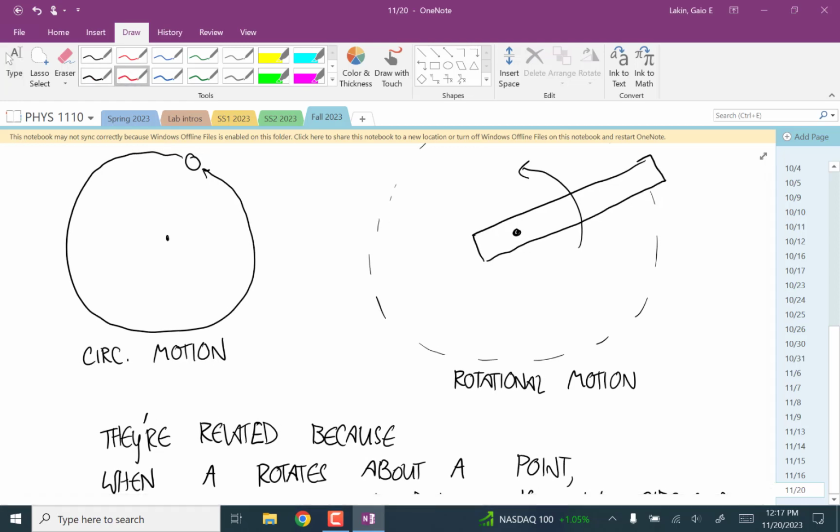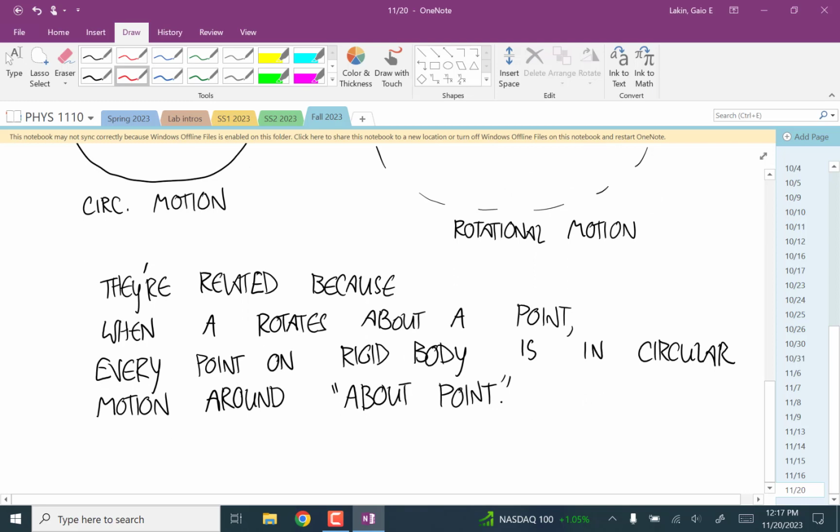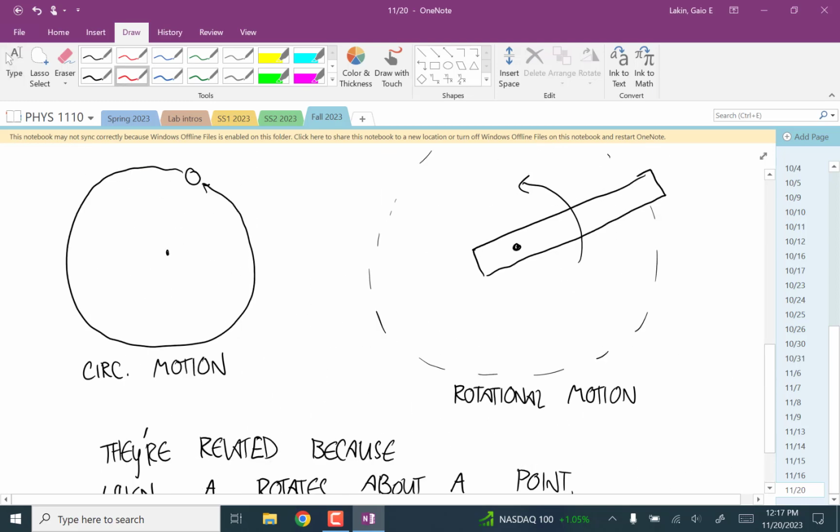So what I'm saying here is, you can see that these two things are different, right? That particle moving in a circle is obviously different from this board rotating around a hinge. But any point you look at on the board is traveling in a circular path around that hinge. Okay, those are supposed to look like circles, but okay.